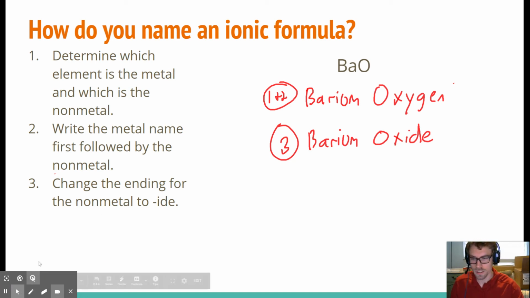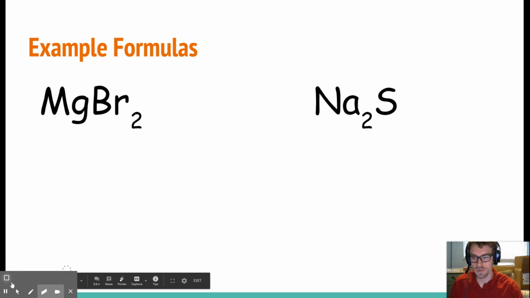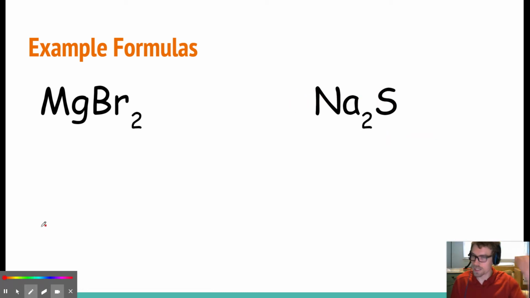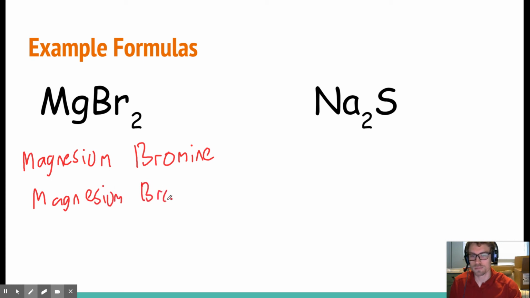All right, so let's take a look at another example here. Okay, so here's some examples. We have MgBr2 and Na2S. So Mg, look on your periodic table, that is magnesium. And then Br is bromine. But again, we need to change that IDE ending. So this is going to become magnesium bromide.